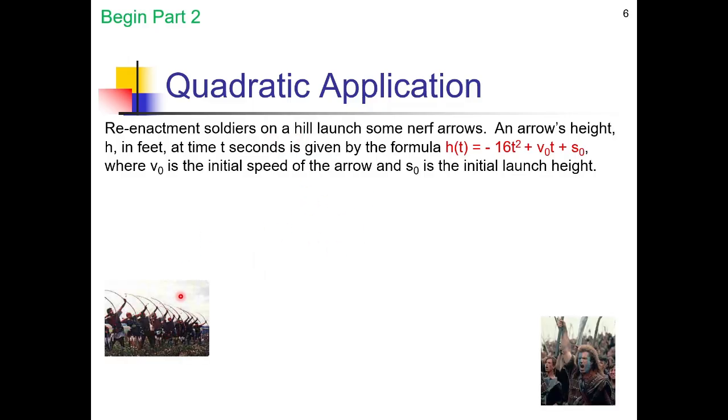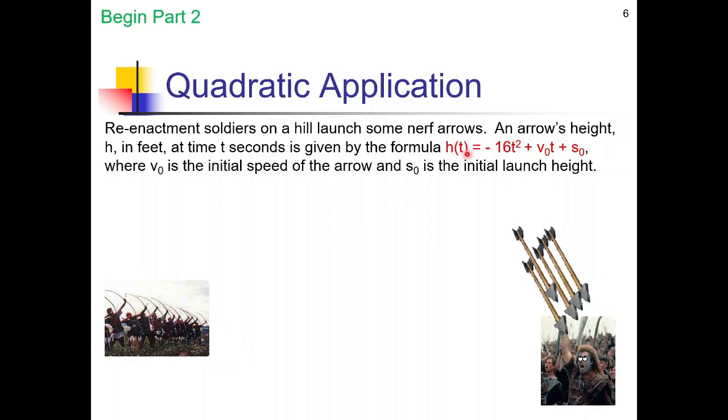Let's say we have some soldiers from this reenactment on a hill launching some Nerf arrows, and we've got some rebels down below yelling, "Freedom!" So we've got these Nerf arrows. We're going to fire those up and down, and again, they're going to pretend to be scared, but if these actually do hit anybody, they'll just bounce harmlessly off. So let's talk about the physics involved here. An arrow's height, h, in feet at time t seconds is given by this h of t formula.